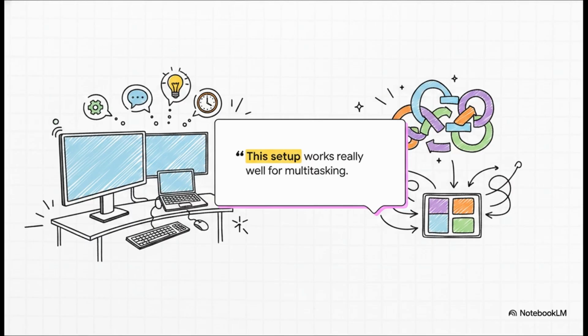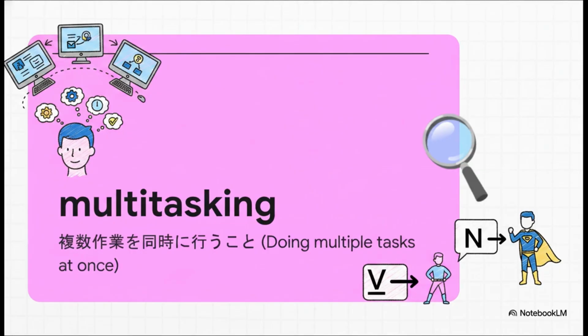Let's look at how this sounds in a complete sentence. Listen carefully to the pronunciation and the natural rhythm here. This setup works really well for multitasking. Try to hear how smoothly those words connect. It sounds incredibly natural. And speaking of that last word, multitasking. Multitasking is a really crucial concept. It simply means performing multiple tasks at the exact same time. If you have 3 screens sitting on your desk, they're incredibly useful for multitasking.